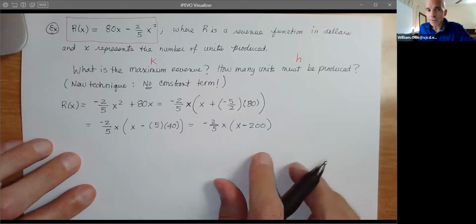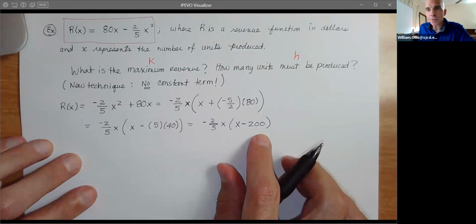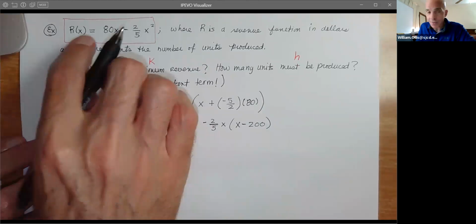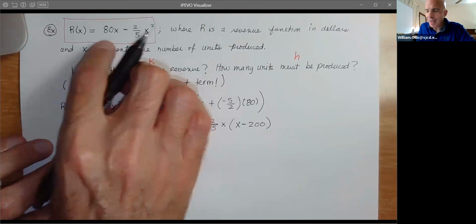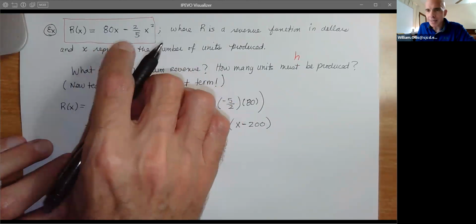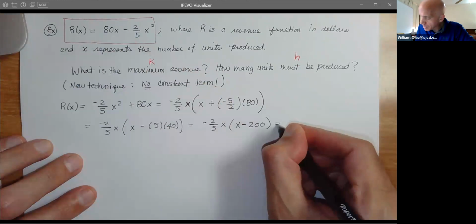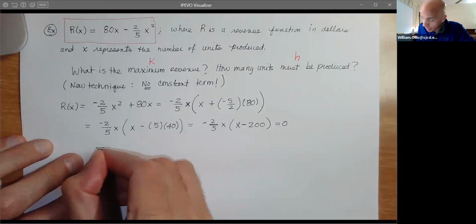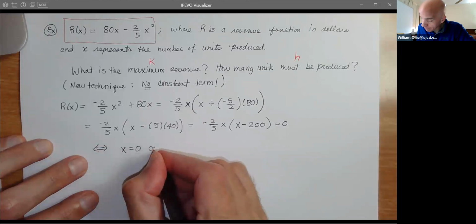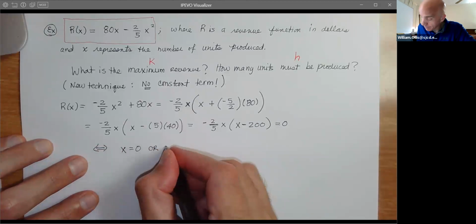Now, when you look at this, we can easily compute the other intercept. That's why we factored it. We know one is 0. We can see that from the very beginning. And that's why these make really good production models in economics. So now we say this equals 0 if and only if x equals 0 or x equals 200.